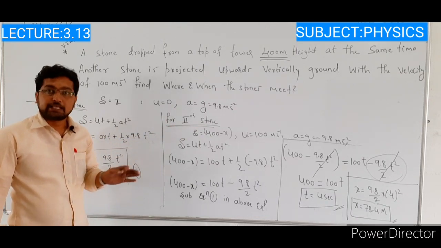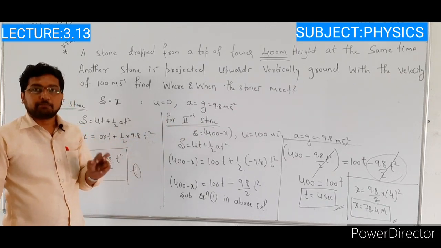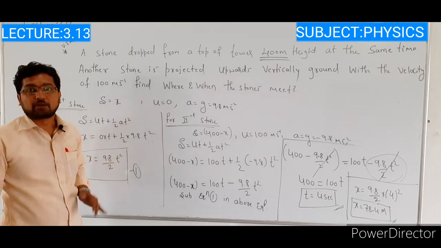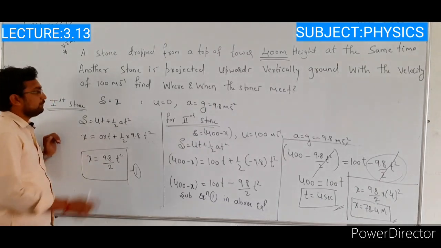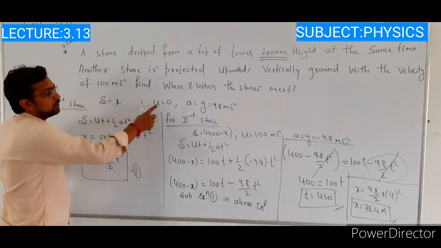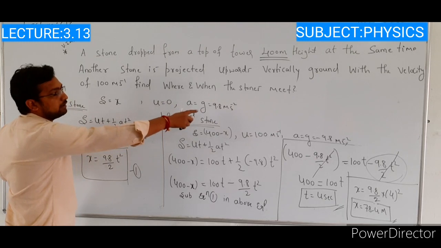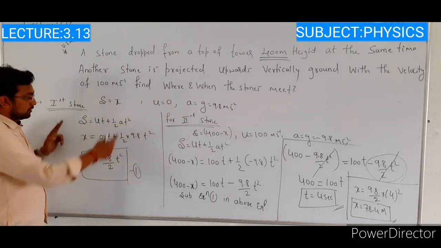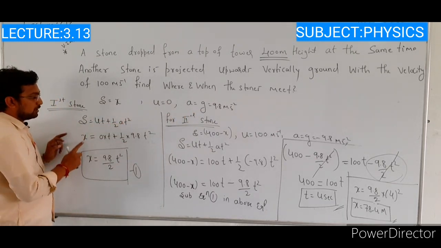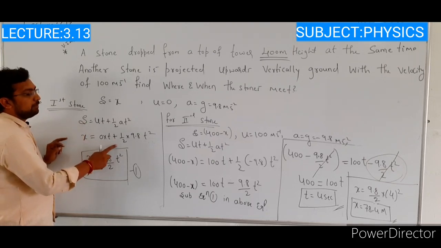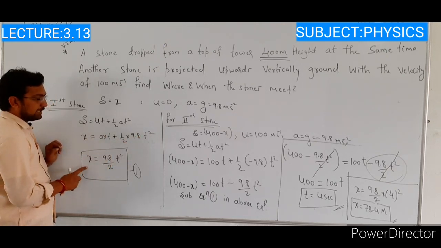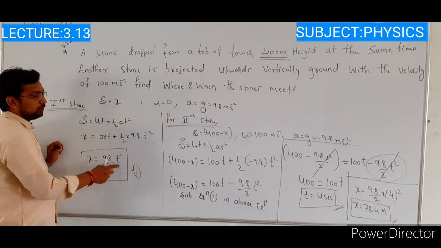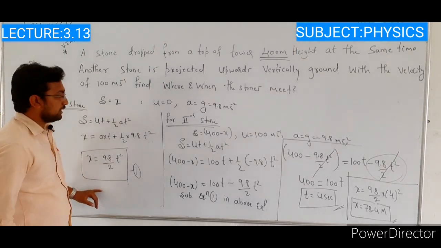So in this case, we are assuming that both the stones meet at a position x distance from the top of the tower. For the first stone, s is equal to x, u is equal to 0, a is equal to 9.8 meter per second square. Substitute the values: s is equal to x is equal to 0 into t plus 1 by 2 9.8 t square. Simplify this and you get x is equal to 9.8 divided by 2 into t square. So this is our first equation, right?